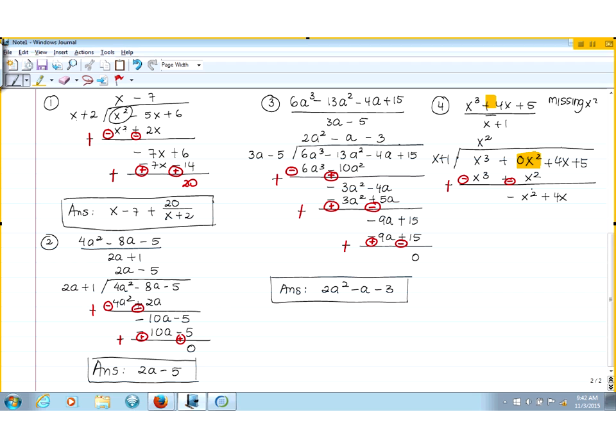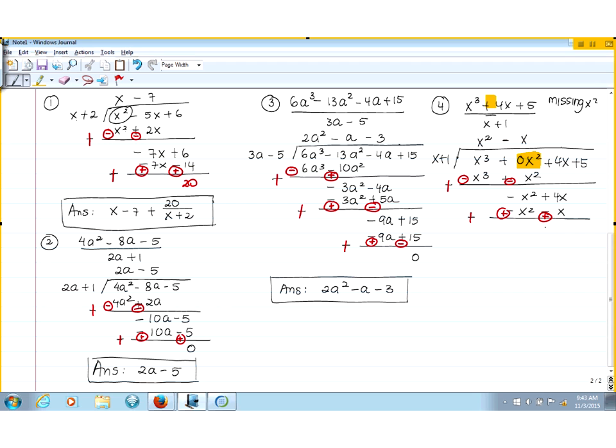Now what? Negative x squared divided by x. What is negative x squared divided by x? Minus x. Now negative x times x plus 1. What is negative x times x plus 1? Negative x squared minus x. Okay, and then we subtract. So instead of subtracting, we are adding with the opposite.